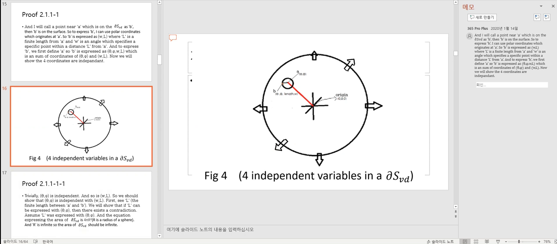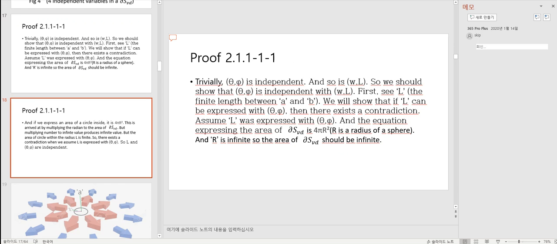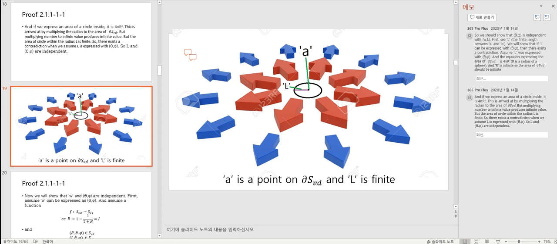Now we will show the 4 coordinates are independent. So we should show that (theta, psi) is independent of (omega, L). First, L: we will show that if L can be expressed with theta, psi, then there exists a contradiction.